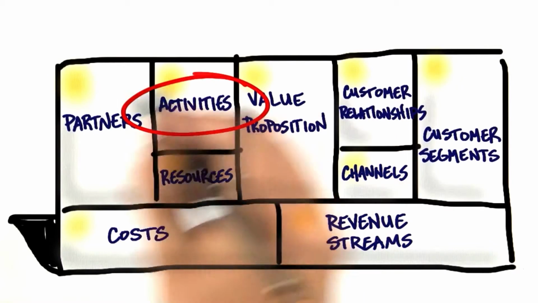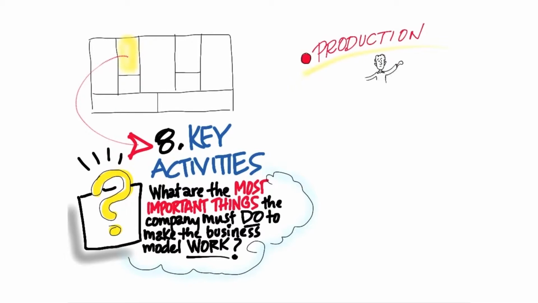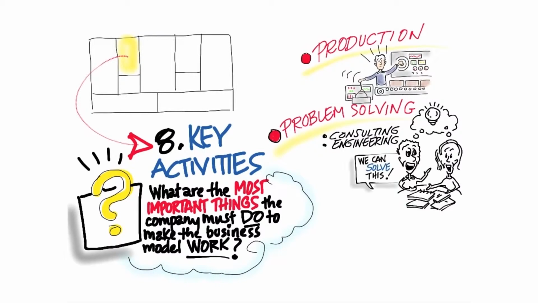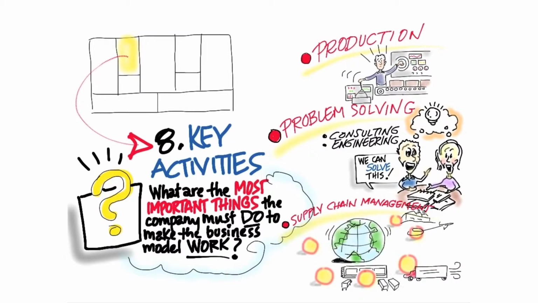Next are key activities. What are the most important things you need to do for the business to make the business model work? Are you in the production business? You know, are you making something? Or are you in the problem-solving business, like you're doing consulting or engineering? Or are you managing supply chains? What are the key activities you need to become expert at?